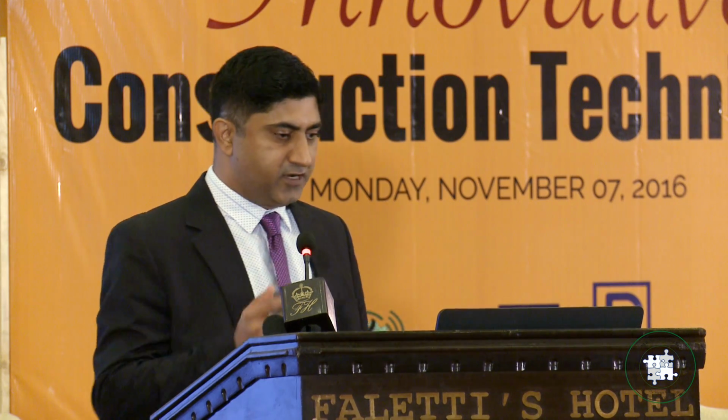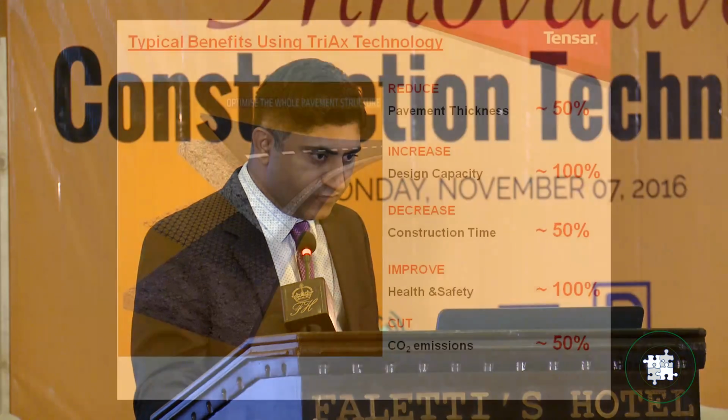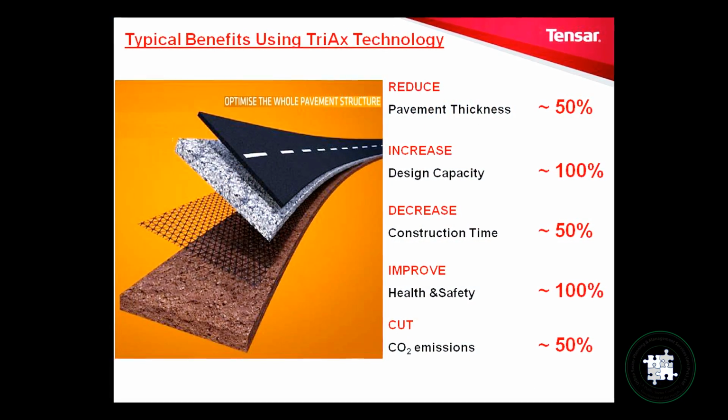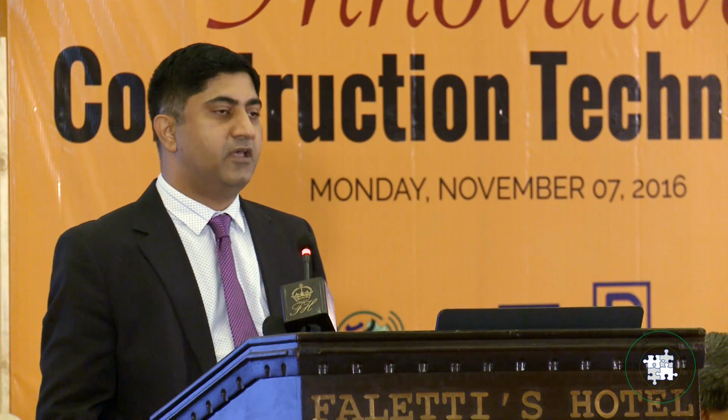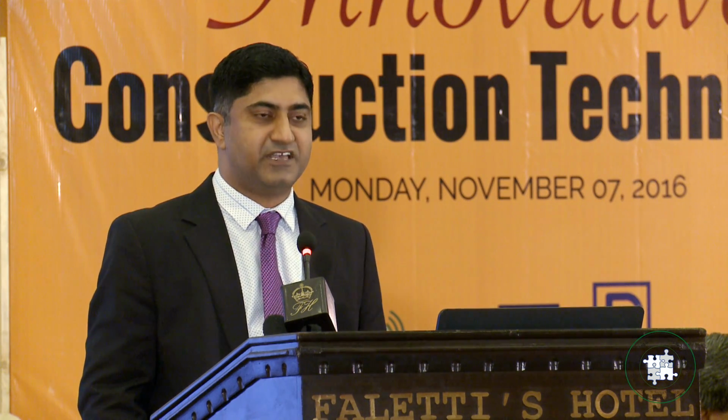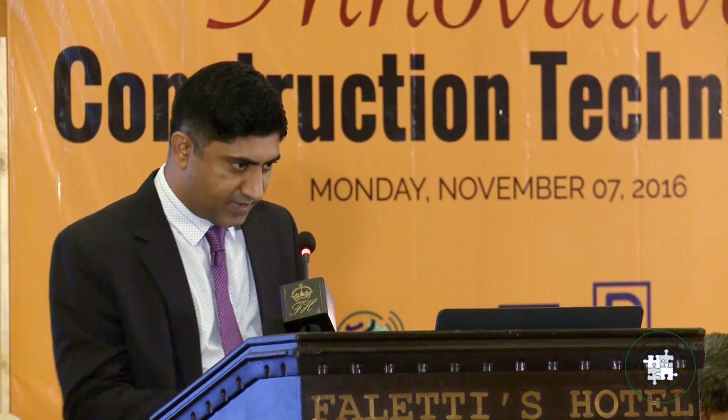When we incorporate these layers of geo-grid into the unbound materials, the typical benefit we are looking for is a reduction of pavement thickness of up to 50%. What does it mean? It means that if we can reduce the thickness of pavement, we can speed up the construction projects, and we can save 50% of construction time as well.